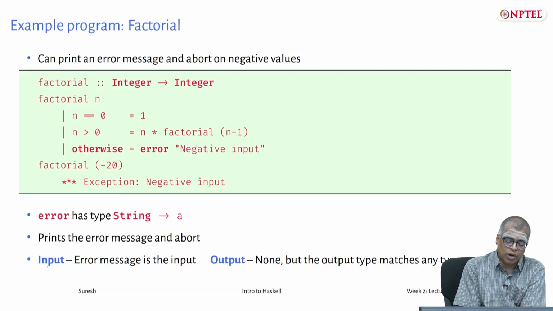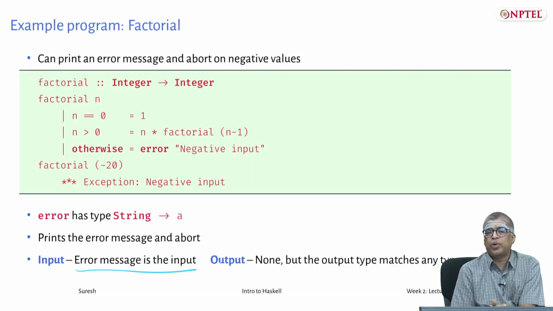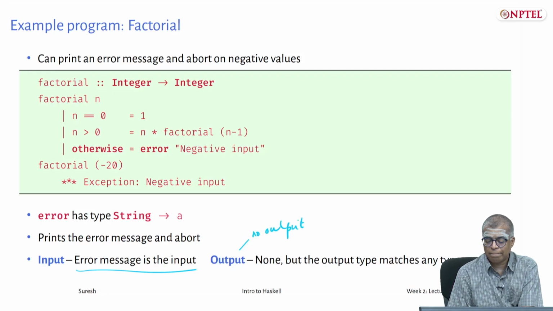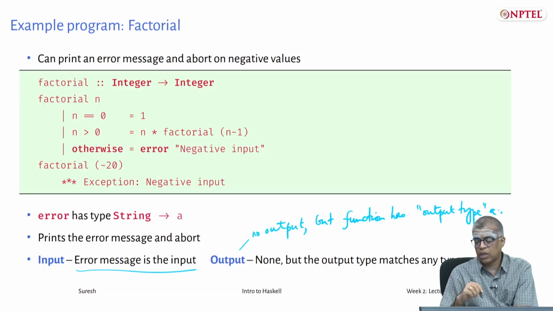So the input for the error function is the error message, which is of type string. There is no output, but the output matches any type whatsoever. Okay, good.